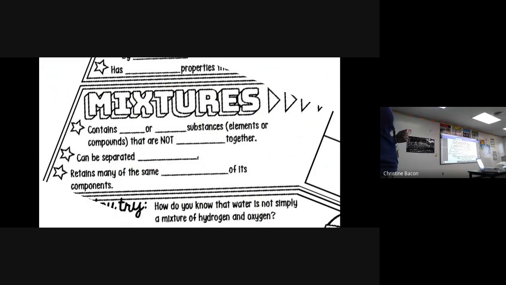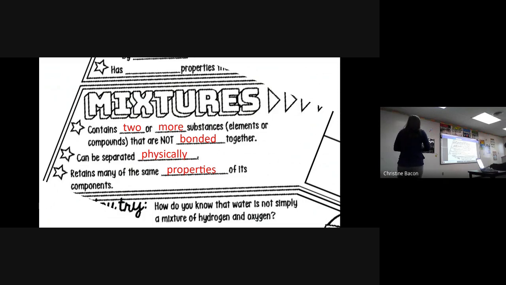Mixtures are a third type. So mixtures contain 2 or more substances, elements, or compounds that are not bonded together. They can be separated physically because they're not chemically bonded together, and they retain many of the same properties of their components. So I'll copy this down. On the next slide, it'll make a little more sense.